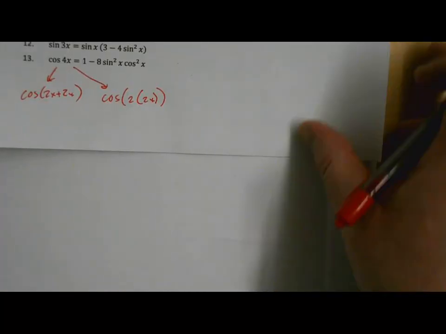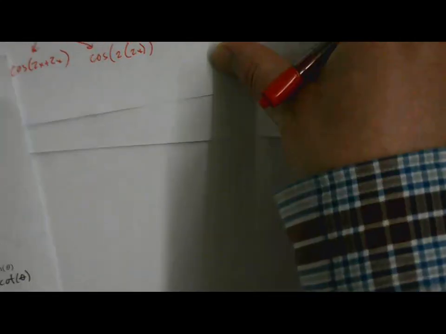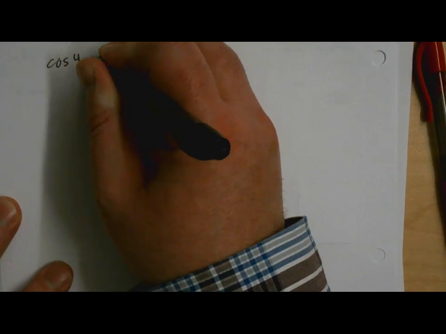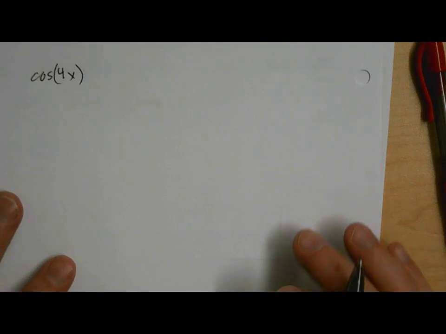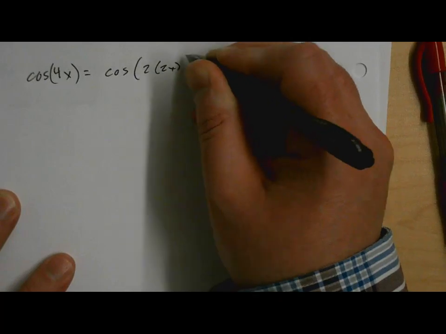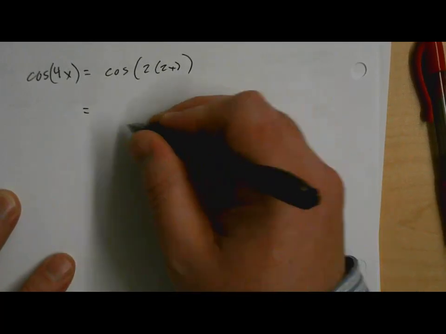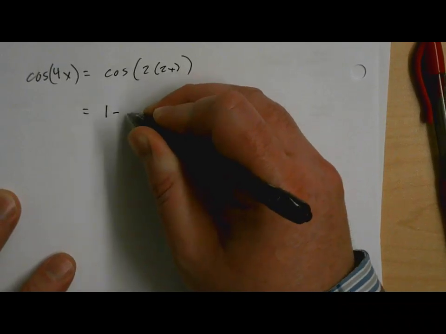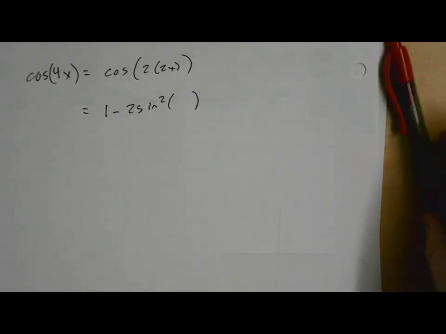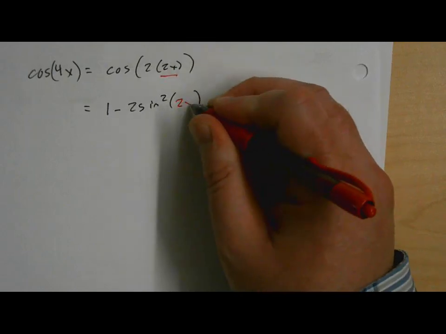So my first step would be, I'll kind of lead you through the first couple steps. I would start with cosine 4 theta, or 4x. That's equal to cosine of 2 times 2x. And then I'm going with that middle double angle identity, 1 minus 2 sine squared of whatever's being doubled here, which in this case is 2x.